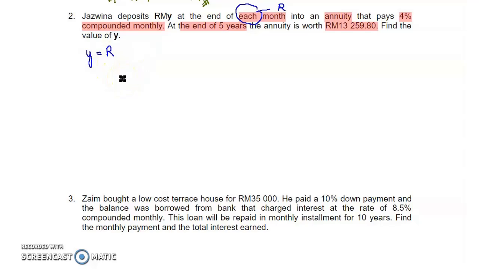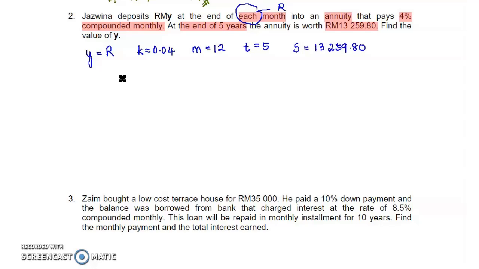Okay, let's check the info given. Annual nominal rate 4%, 0.04, compounded monthly. So if you pay every month, then the interest also must be compounded monthly, so M equals 12. At the end of 5 years, so T equals 5. So the value at the end of 5 years is value S. Now we want to find the periodic payment R.